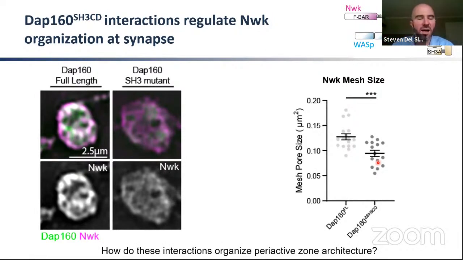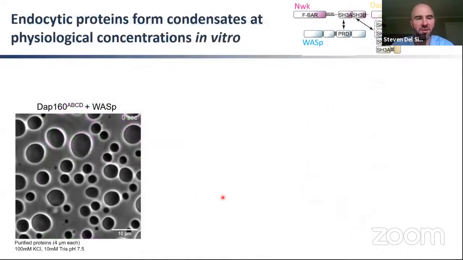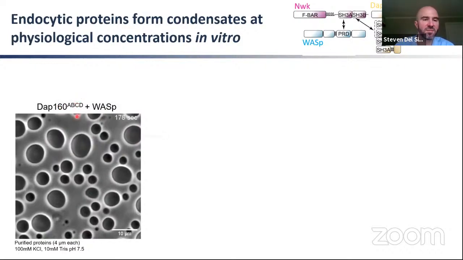And so then just in the last little bit of the talk here, I just want to delve back into some biochemistry and ask what are some of the mechanisms by which these physical interactions might control this interesting micron scale organization of the endocytic architecture. And so this really takes advantage of the fact that we observe that if you just take some of these proteins, purified proteins, and mix them together, they form these liquid-like droplets.